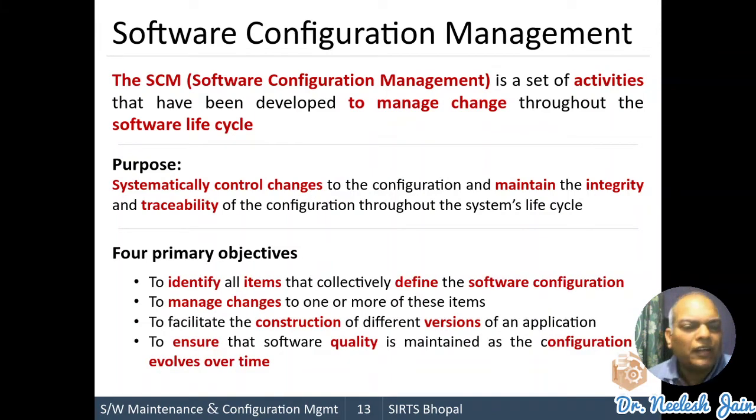Now, what are the different objectives of software configuration management? So there are 4 primary objectives. Number one is to identify all items that collectively define the software configuration. Means you are changing the software configuration, so identify all the items, or list all the items, that you are changing during the software configuration.